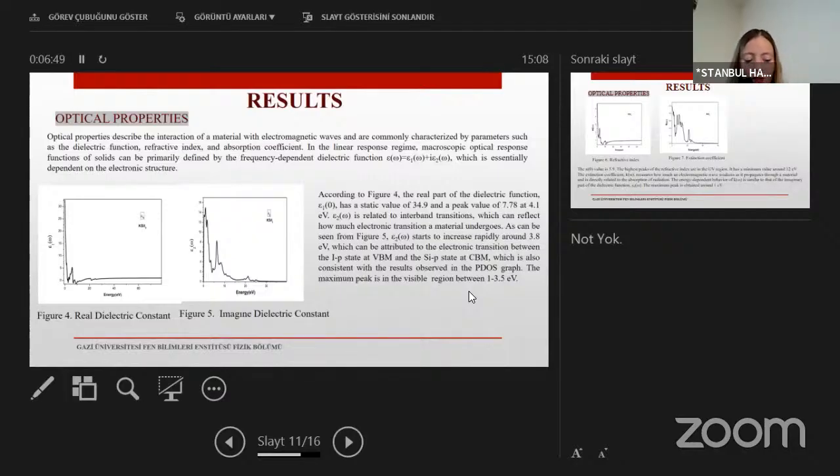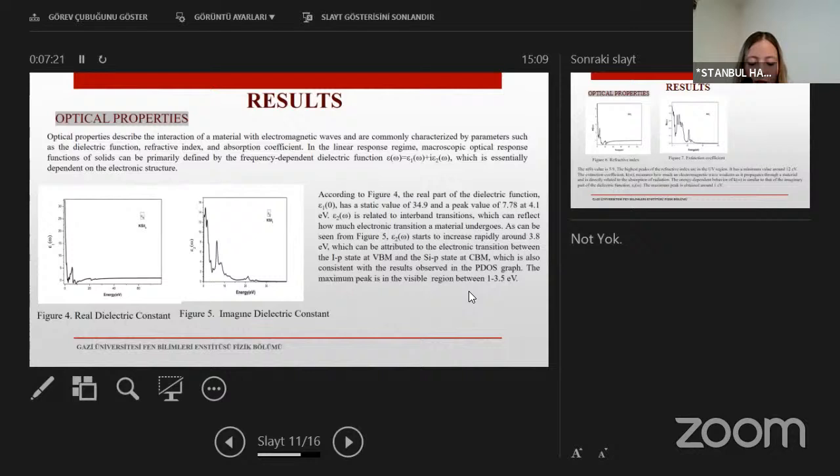Optical properties describe the interaction of a material with electromagnetic waves and are commonly characterized by parameters such as the dielectric function, refractive index, and absorption coefficient. According to figure 4, the real part of the dielectric function, epsilon 1, has a static value of 34.9 and a peak value of 7.78 at 4.1 electron volt.